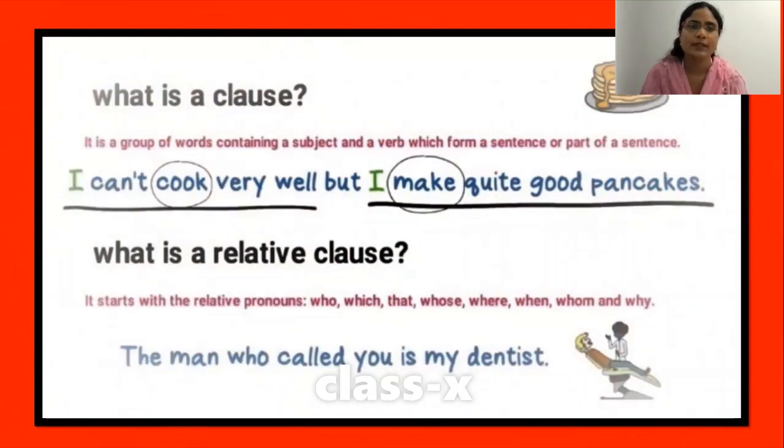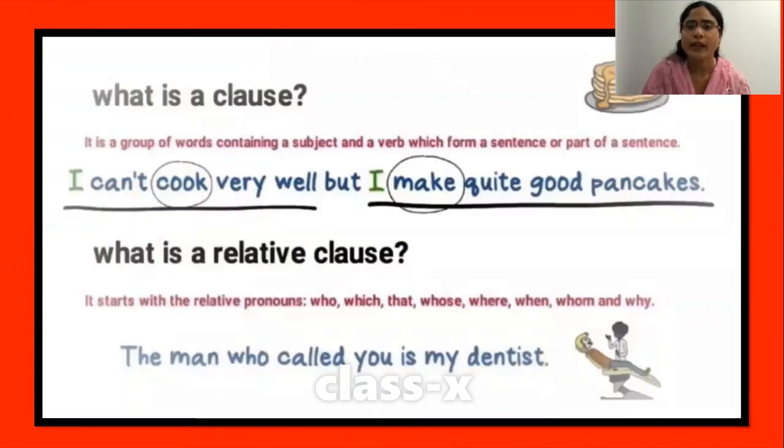What is a clause? It is a group of words containing a subject and a verb which form a sentence or part of a sentence. For example, I can't cook very well, but I make quite good pancakes. If I take a part of the sentence, that is, I can't cook very well, here I is the subject, cook is a verb. And this particular part of the sentence can stand by itself. Therefore, this clause can also be a sentence.